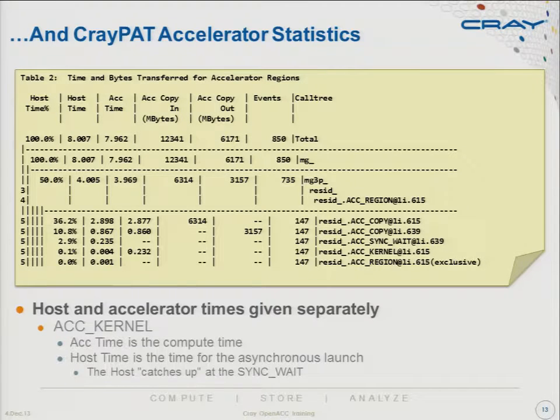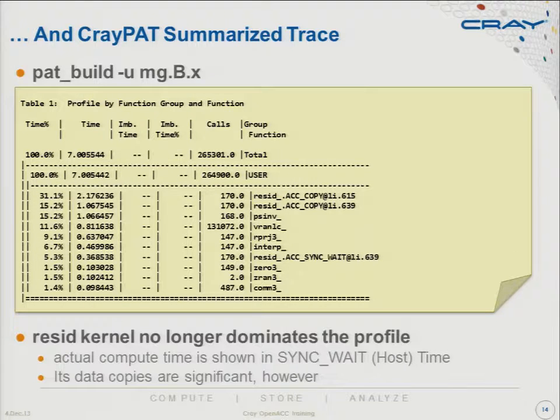And then if I look in table 2, you can see you've got sort of 6 gigabytes of data moved collectively over all these 147 calls to the resid routine. So this is a massive amount of data that's had to be moved over the PCI Express bus.